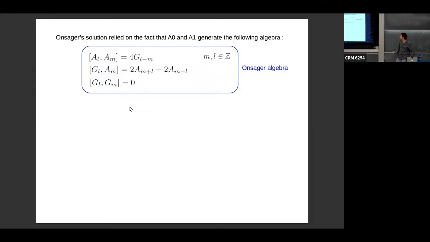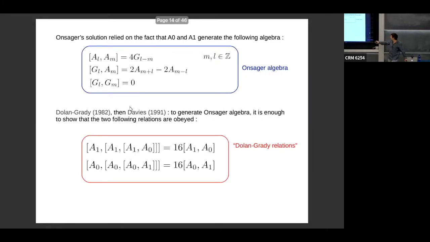After Onsager's paper, some really important further progress was made by two works, first by Dolan and Grady, and then another one by Davies, where they showed that it's actually enough, to generate the Onsager algebra, to prove that A1 and A0 satisfy two identities, which are related by duality here, and which take this form. They're identities relating the commutators of A1s and A0s, and they are called the Dolan-Grady relations.